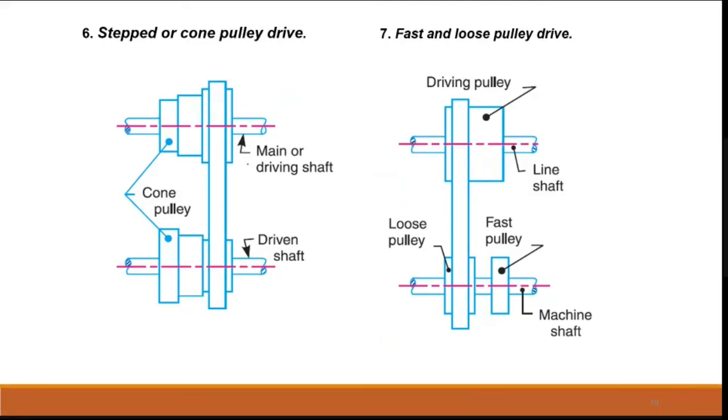So, stepped cone pulley drive. The purpose of this is to increase the speed or decrease the speed, right? The speed depends on the pulley diameter. For example, if the driving shaft pulley diameter is higher and the driven shaft is less, you have higher speed in your driven shaft. When you change it accordingly, you will have lower speeds, right? So these are a few applications.